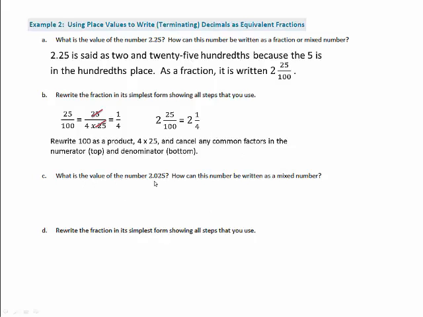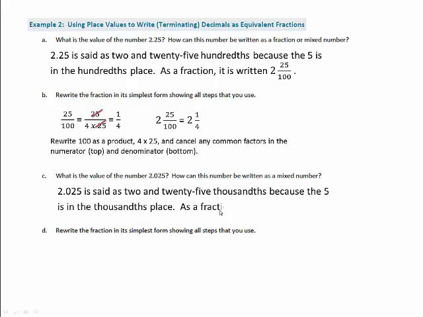Let's look at a slightly different decimal, 2 and 25 thousandths. See how the 5 is in the thousandths place? If I write this as a mixed number, I'm going to be writing it as 2 over 1,000 because it's 25 thousandths. So 2 and 25 over 1,000. And if I want to rewrite this in its simplest form, I can do the same thing. I'm going to rewrite 25 over 1,000 into its factors. And 1,000 is the same as 4 times 25 times 10.